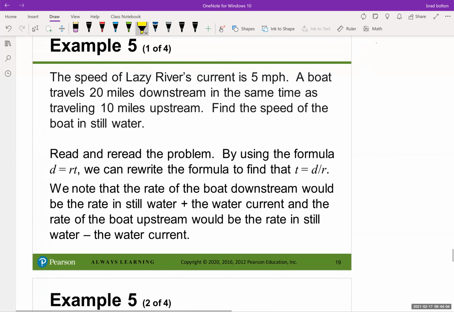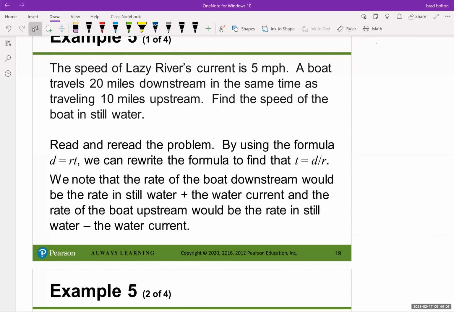Okay. So it says the speed of the lazy river's current is 5 miles per hour. A boat travels 20 miles downstream in the same amount of time as traveling 10 miles upstream. Find the speed of the boat in still water. So the key for us when you see these types of problems is we have to locate the speed of the current, the speed downstream, and the speed upstream. Also, what's the final answer? They want the speed in still water, if there were no current. So how fast is the boat going?